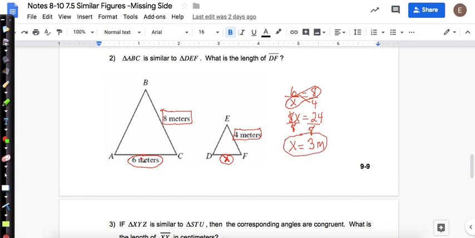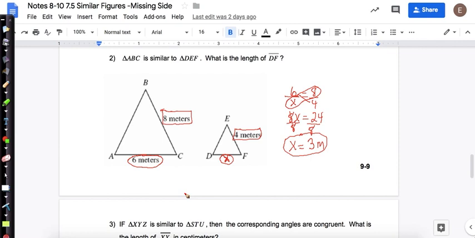Okay, now let's look at this for a second, because that wasn't the only thing I could have done. I could do 6 over 8, and then x over 4, bottom over side, bottom over side. I could have also done this side over this side, so I could have done 4 over 8, x over 6. That would still stay consistent. So there are many ways to set this up.